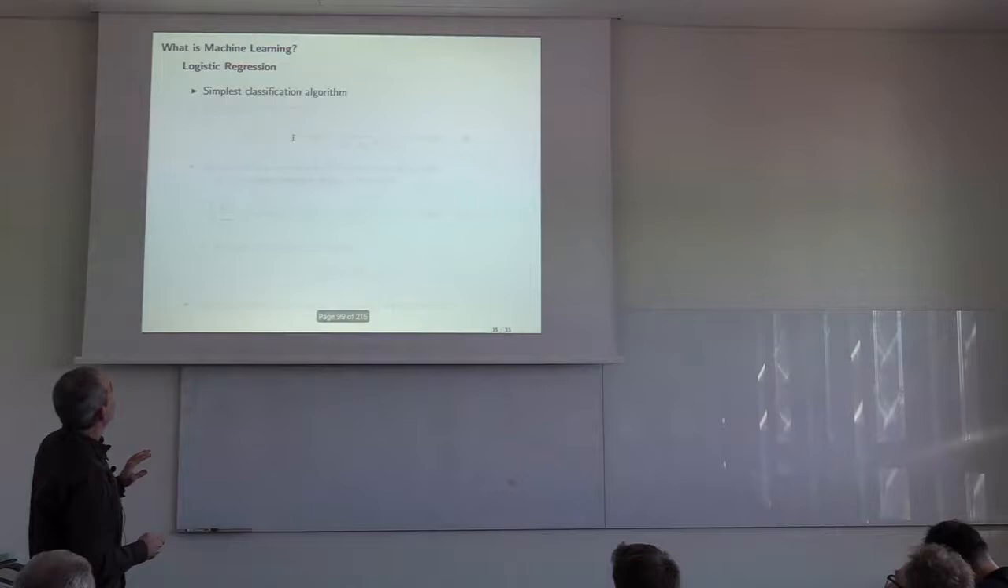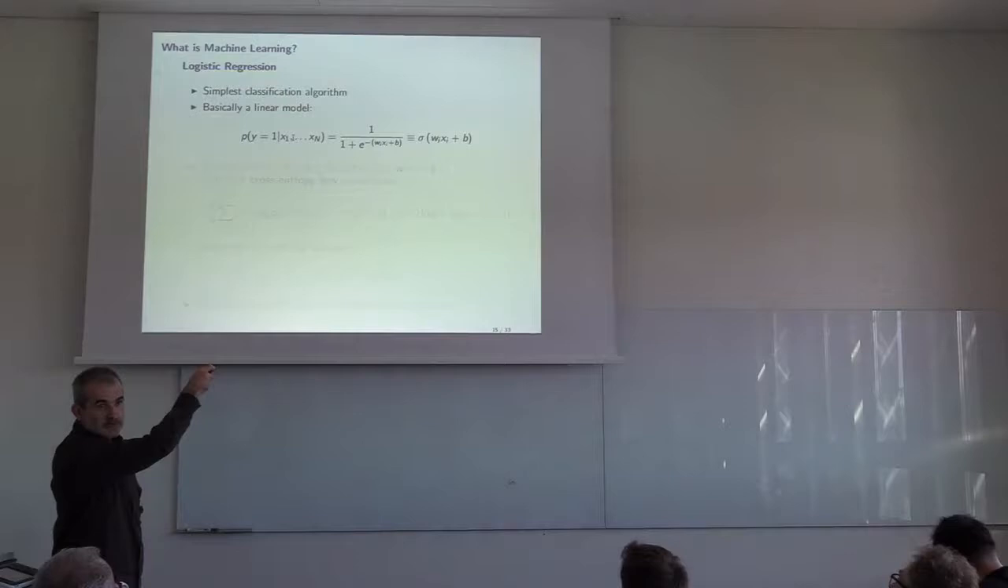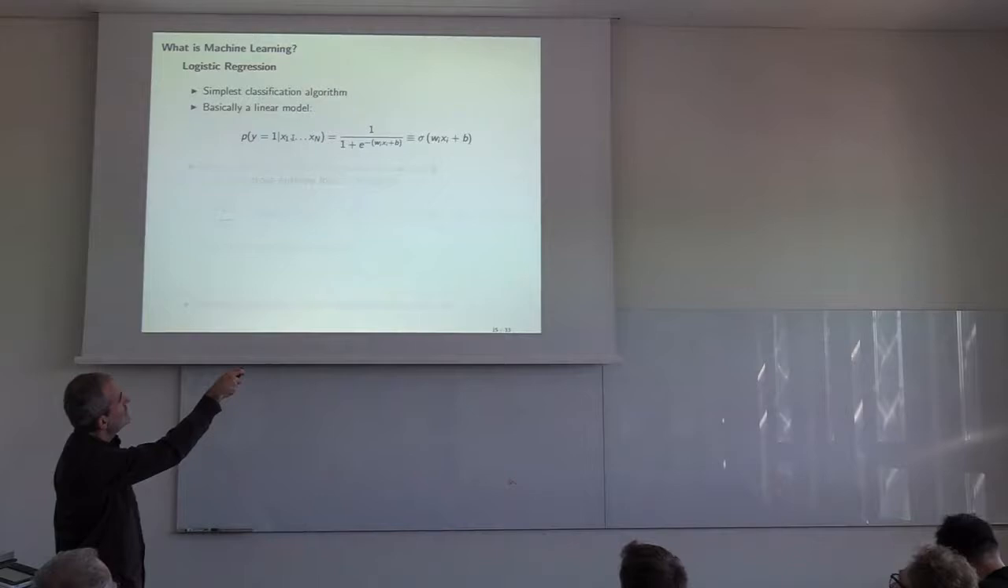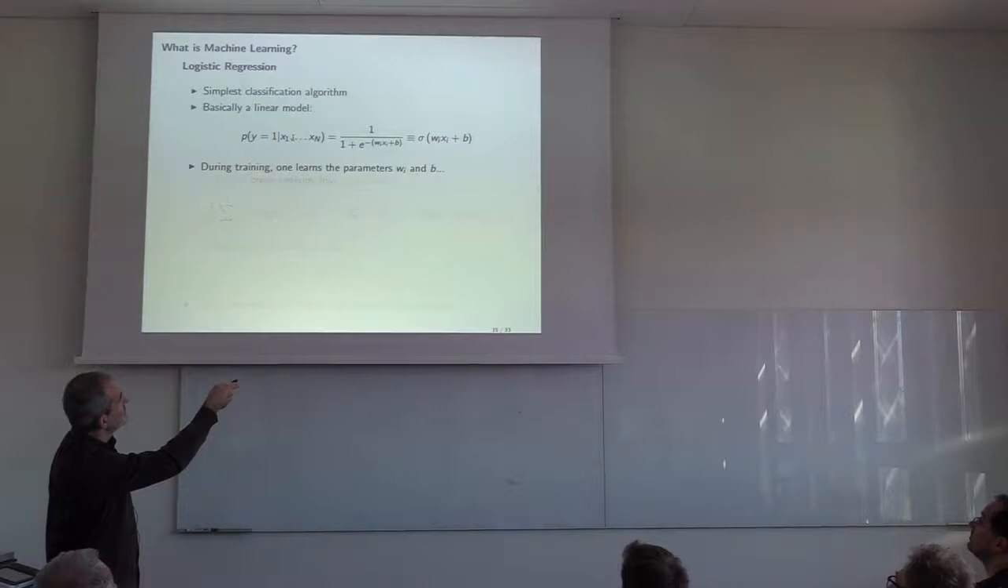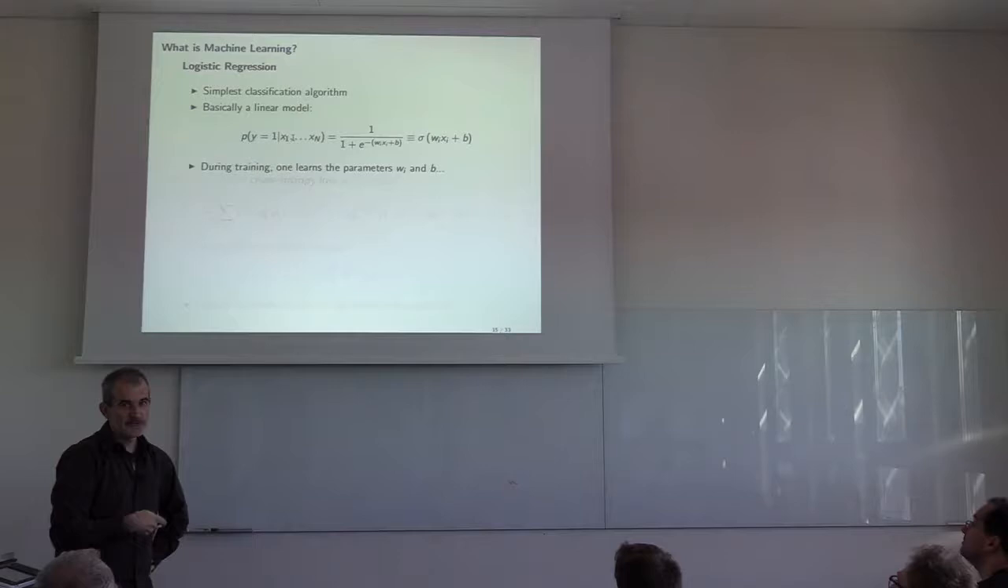The model for this conditional probability distribution is given just by a sigmoid, this function, of a linear function. When the argument is minus infinity, the probability is zero. When it is plus infinity, the probability is one. In training, the model learns the parameters W_i and B, so the weights and the so-called bias. We just show many examples.